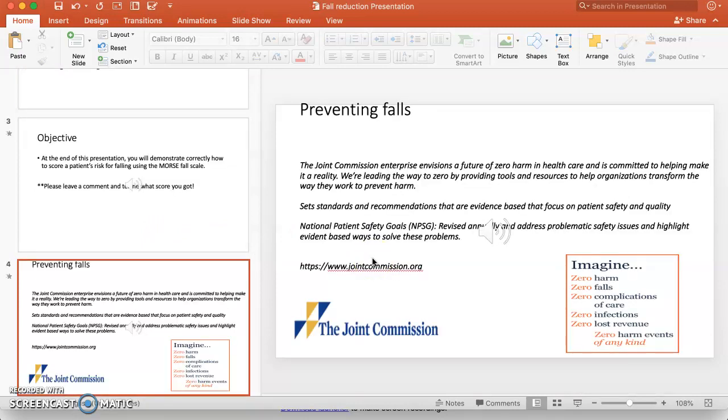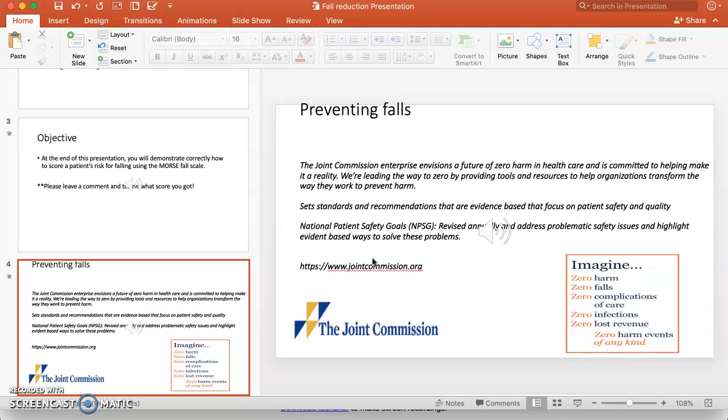We cannot talk about preventing patient falls without first talking about the Joint Commission. The Joint Commission is reaching for zero. They are leading the way. I know sometimes it can sound impossible to have zero patient harm events of any kind, but with the standards and the recommendations that the Joint Commission sets for us every year, we are reaching for zero. The National Patient Safety Goals, they revise annually.